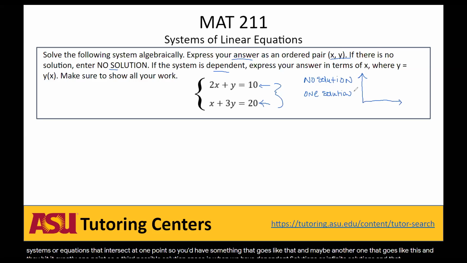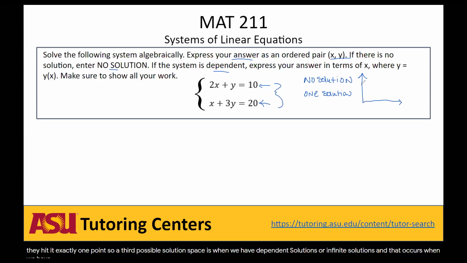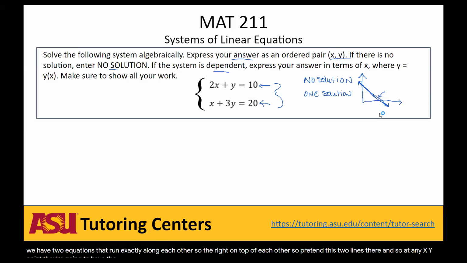So a third possible solution space is when we have dependent solutions or infinite solutions. And that occurs when we have two equations that run exactly along each other. So they're right on top of each other. So pretend there's two lines there. And so at any x, y point, they're going to have the same point in space. So any x, y point that falls within one line also falls within the other line.